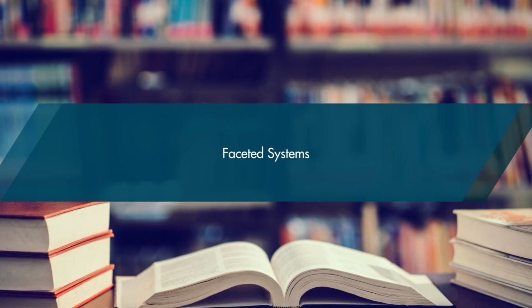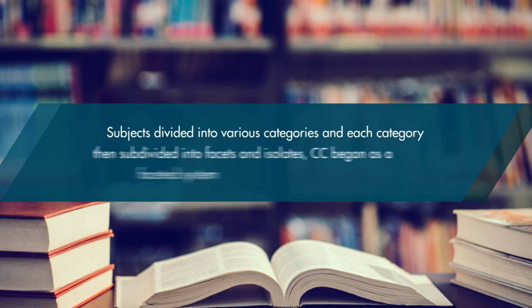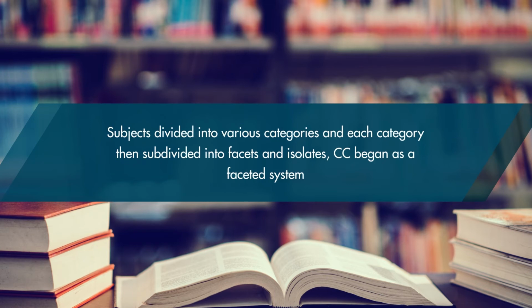So an enumerative system of classification is like a fixed system. They call it a park and mark system, that you have different marks and you can park there. So it is rigid in nature. On the other hand, there is a system which is called the faceted system. It is not enumerative. In a faceted system, subjects are divided into various categories, and each category is further subdivided into facets and isolates.